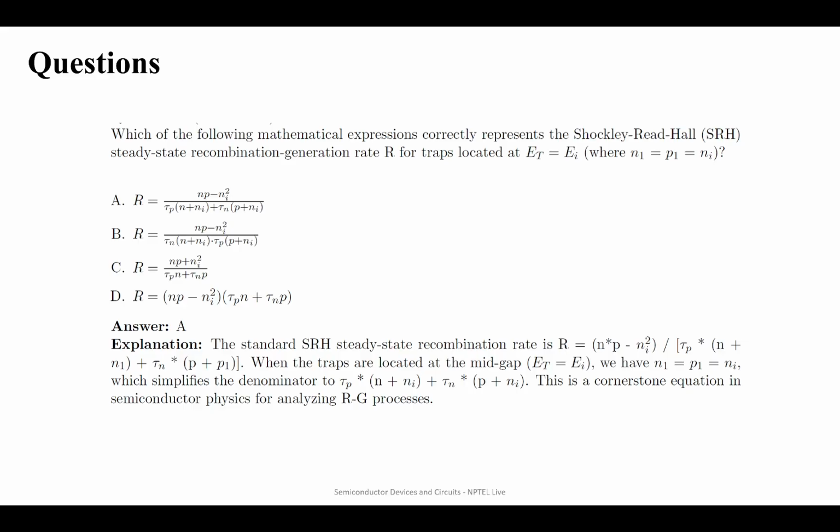So the answer to this is A. The standard SRH steady state recombination rate is R equals np minus ni squared divided by tau p into n plus n1, plus tau n into p plus p1. When the traps are located at mid gap, we have N1 equals P1 equals ni, which simplifies the denominator to tau p into n plus ni plus tau n into p plus ni. This is a cornerstone equation in semiconductor physics for analyzing RG processes.